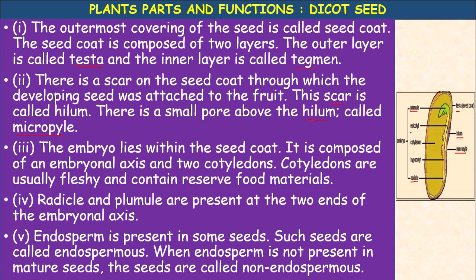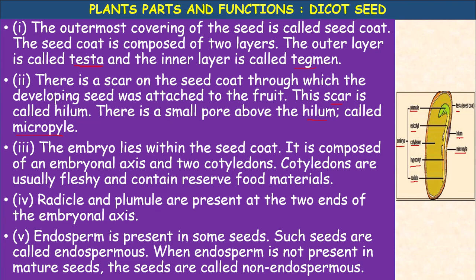Next, it consists of epicotyl, hypocotyl, and the cotyledons. Based on the number of cotyledons, cotyledons are usually fleshy and contain the reserved food material. If two cotyledons are present, then it is called a dicot seed. Here it contains two cotyledons. So this entire internal structure, plumule, epicotyl, cotyledons, hypocotyl, radicle, is called the embryo.